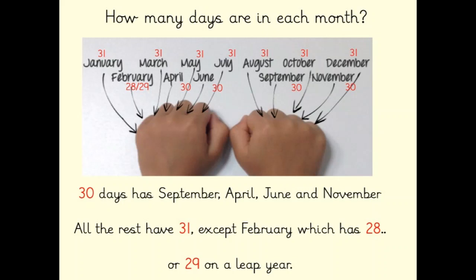Starting from your left pinky knuckle, that is January. February is in the gap next to it, and then March is the next knuckle along, and so on. So if you have a look at the picture, this will help you to work out that all of the months that are on the knuckles are months that contain 31 days.